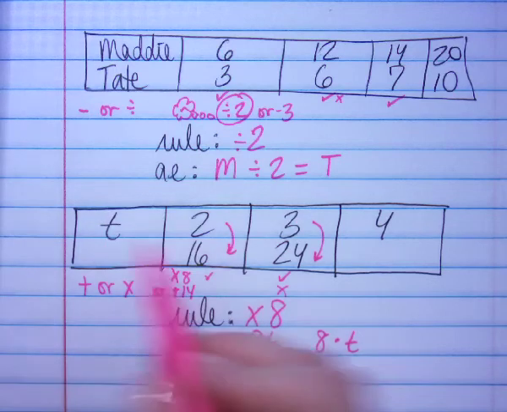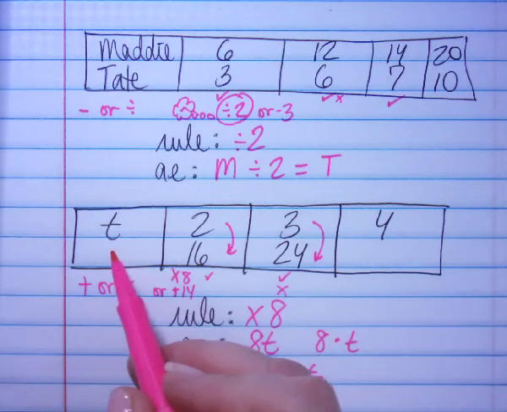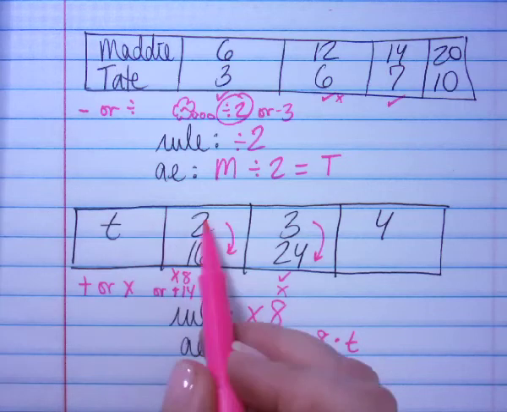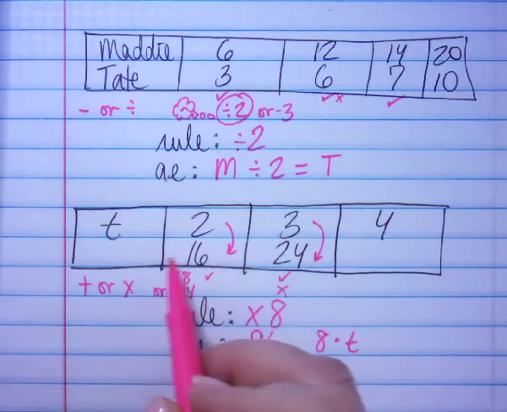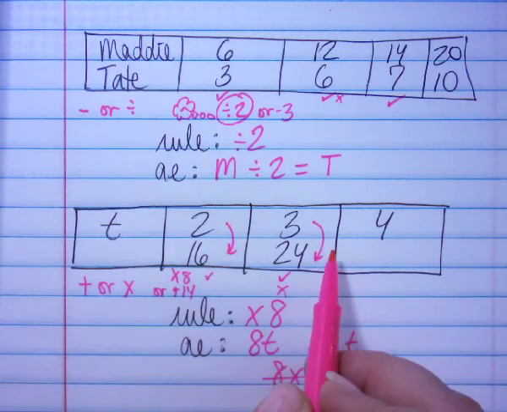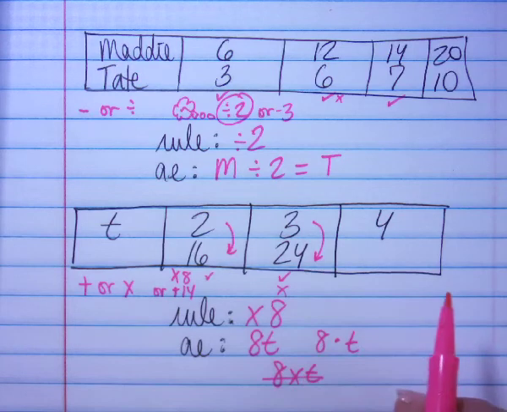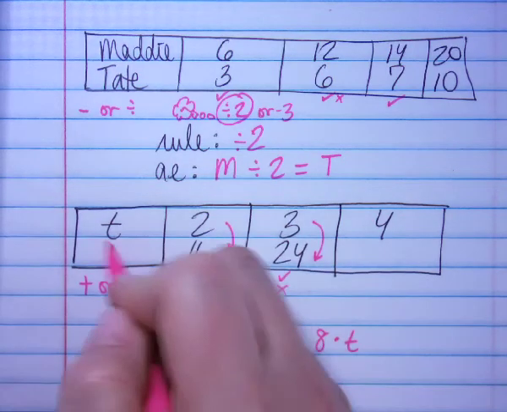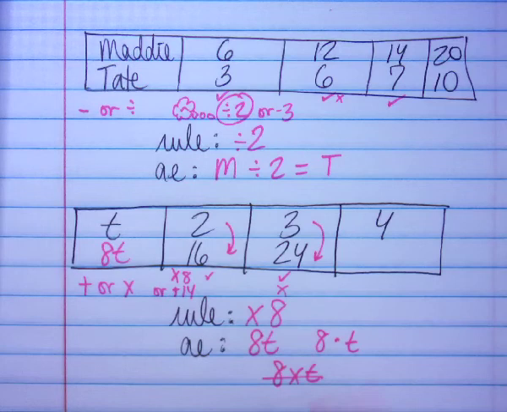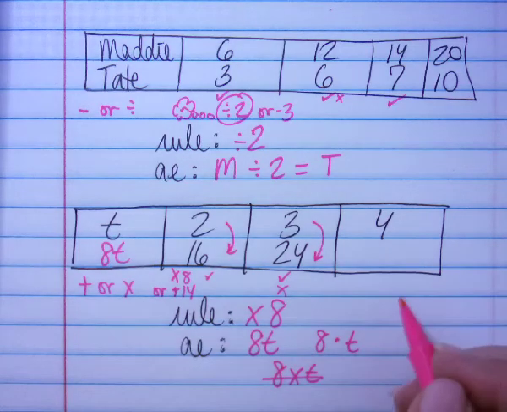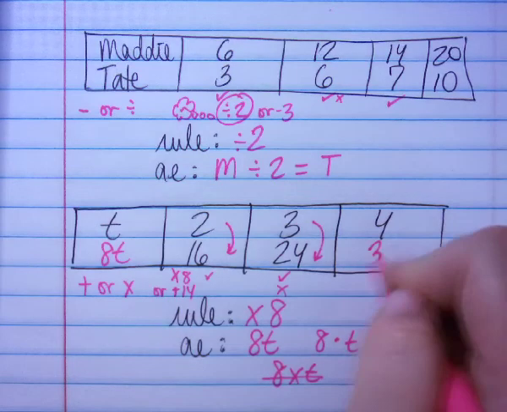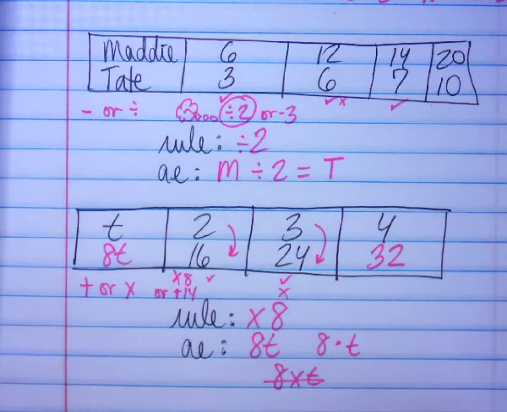So what do you think is going to go here under T? If T is 2, 3, and 4, what goes down below it? What is it, Emily? 8T. Perfect. And what's going to go below the 4? 32, because 4 times 8 is 32.